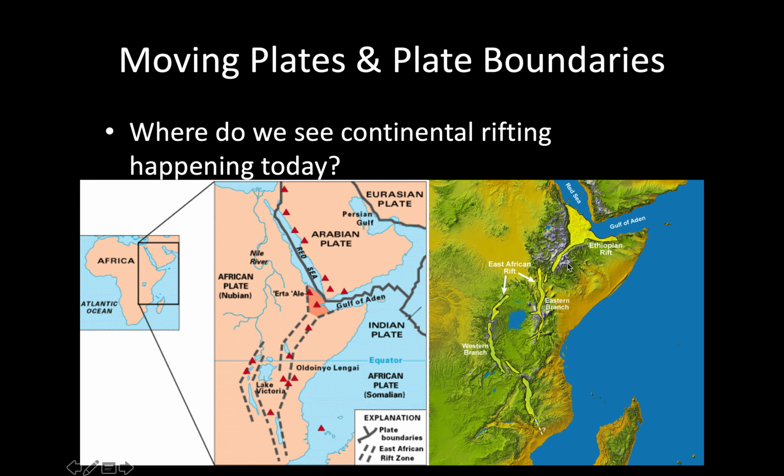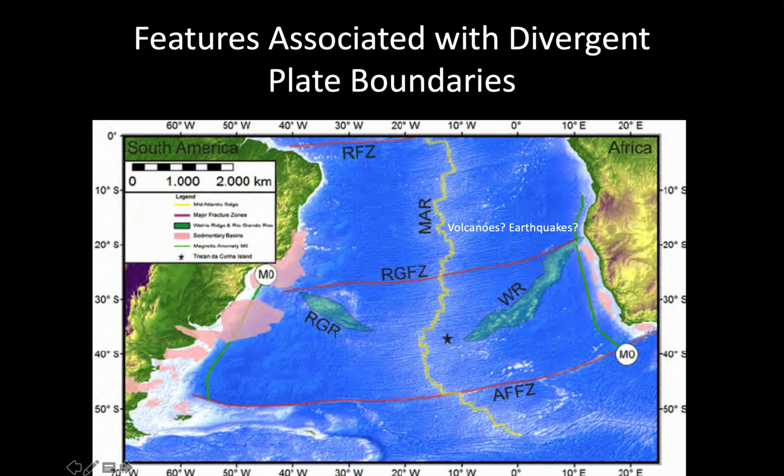Since the crust is getting thinner where it's pulling, water will start piling up in lots of places. For example, like Lake Victoria, or down here with Lake Tanganyika. All of these are filling in with water because of all the pulling. So there you go. Features associated with divergent plate boundaries: we definitely have volcanoes. That's where a lot of that lava is coming from and seafloor spreading. And we do have earthquakes.